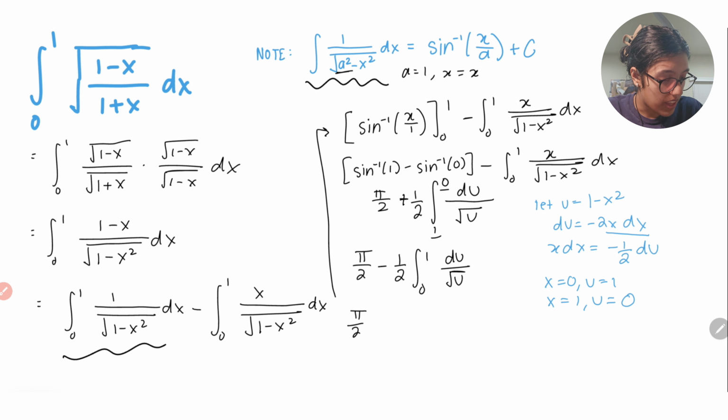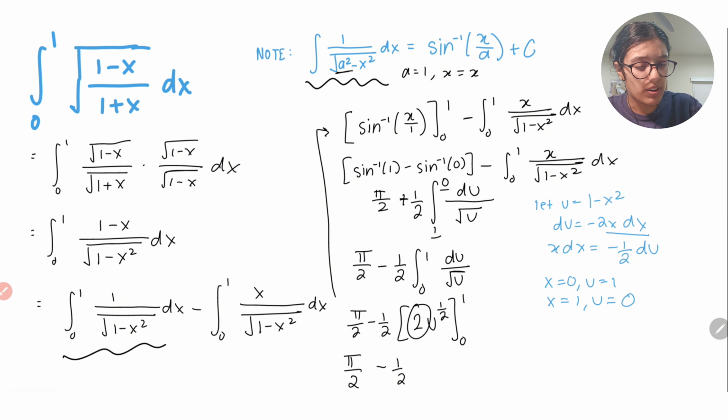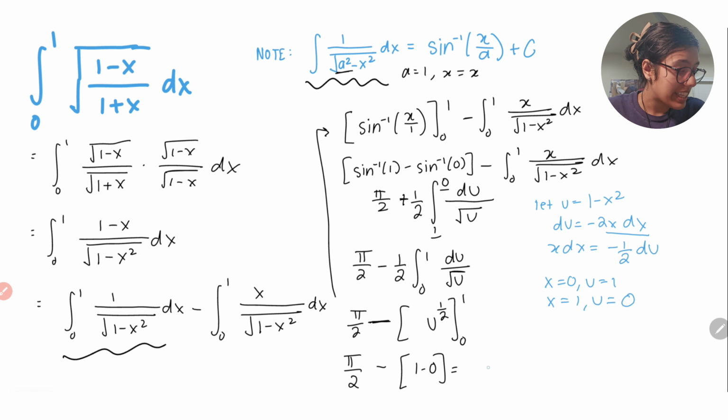We can solve that pretty easily. This is just going to be 2u to the 1/2, from 0 to 1, and I'm going to substitute in the bounds. Once again, we can take that 2 out because it is a constant. If we take that 2 out, this 2 and this 2 get canceled. All we are left with is just a negative 1 outside, so just a negative over here. Inside, we're going to have 1 minus 0. Simplifying that, we get pi over 2 minus 1. And that is our final answer.